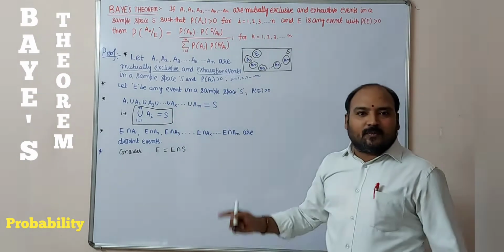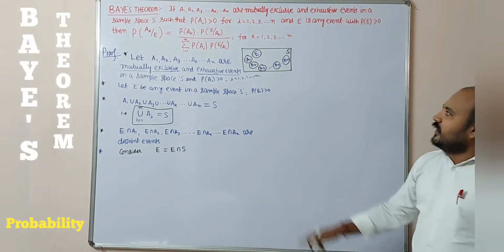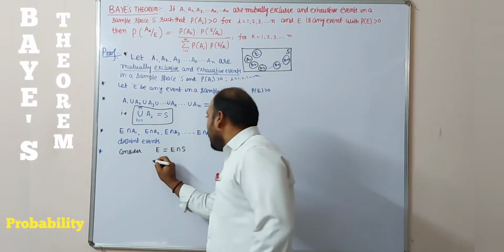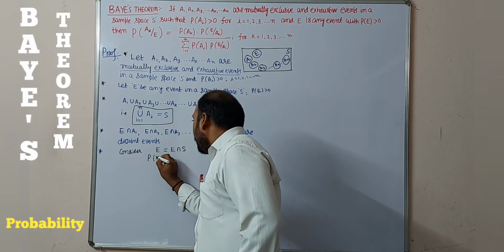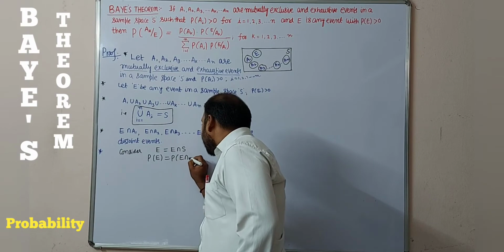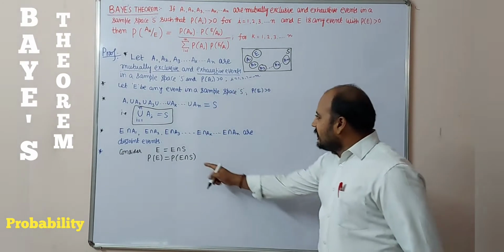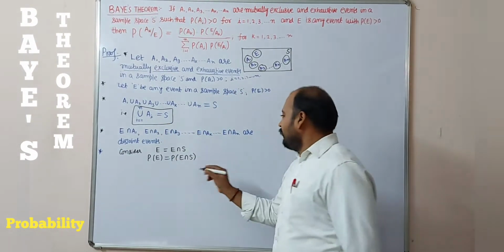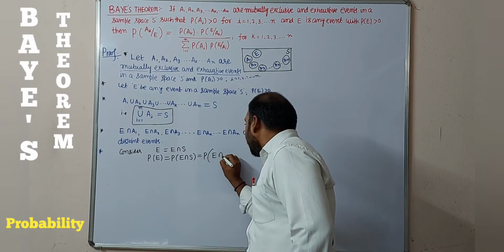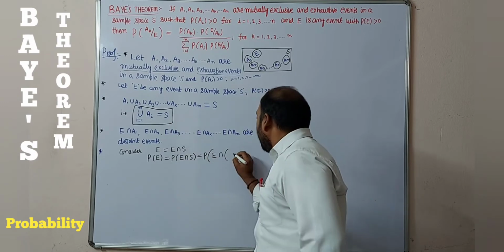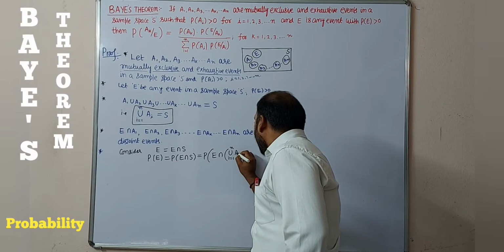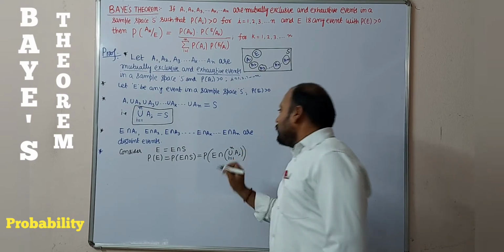Can we write like this from the set theory? E can be written as E intersection S. Taking probability on both sides, P of E is equal to P of E intersection S. What is the S value? S we have over here, which is equal to P of E intersection, in place of S, union I is equal to 1 to n AI. We can write it.